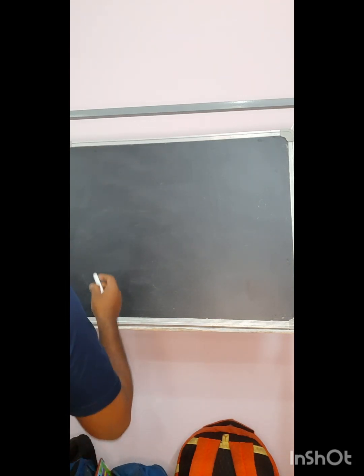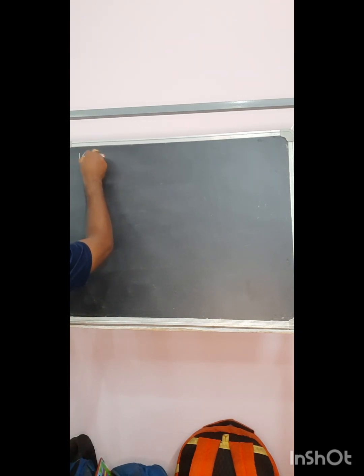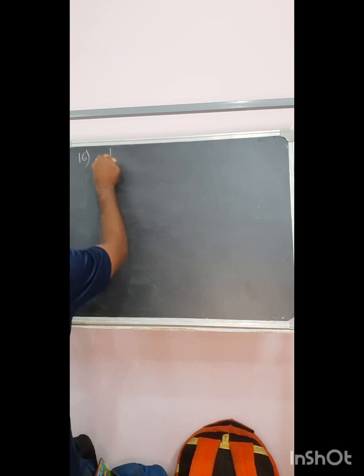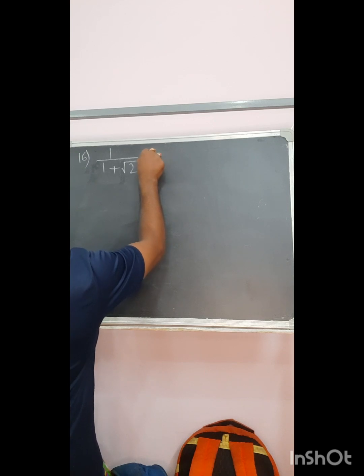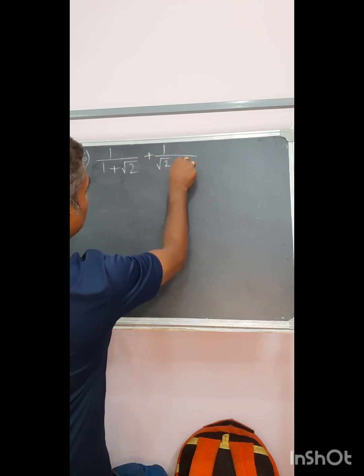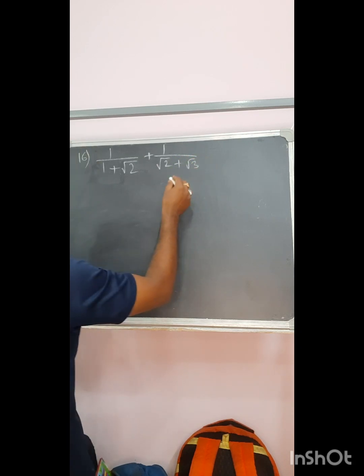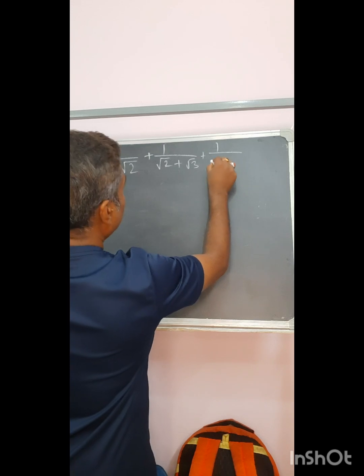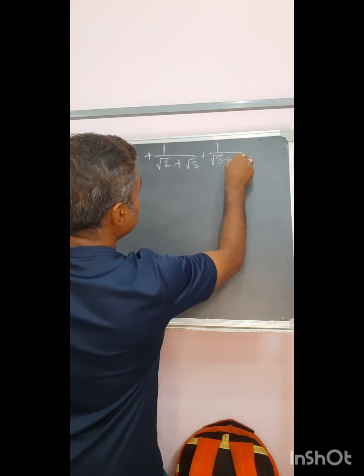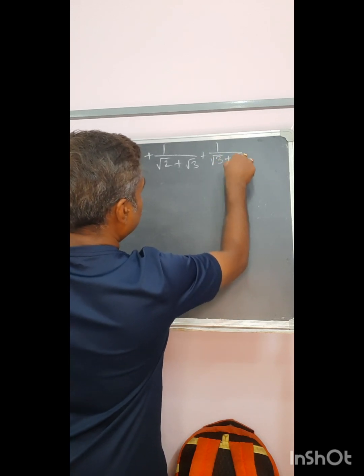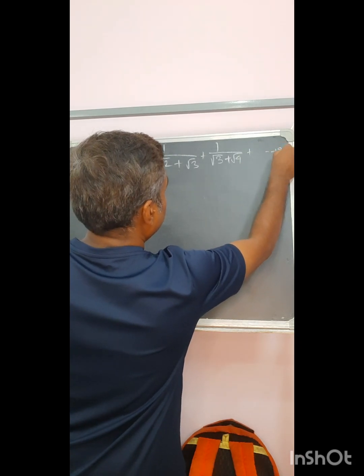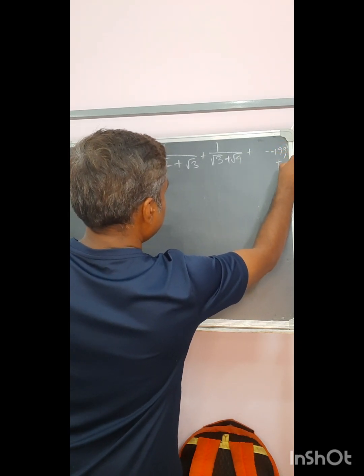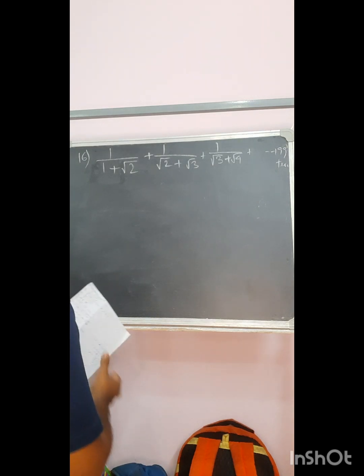Next is your 16th problem, which is 1 by 1 plus root 2. The next term is 1 upon root 2 plus root 3, then plus 1 upon the next, these are consecutive surds, and plus up to the 99th term. So this you have to calculate.